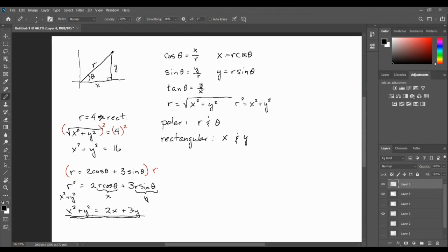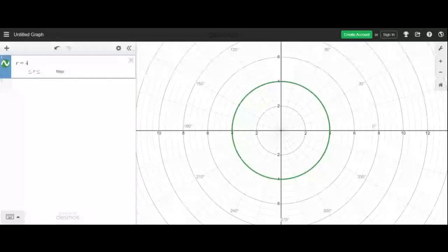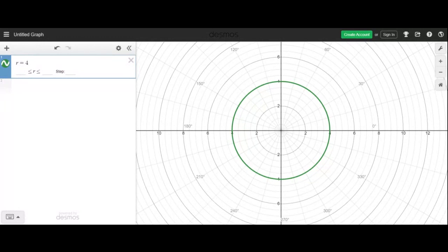All right. So let me jump over to Desmos and we'll talk about the graphing of these. Let's see. So we've seen that r equals 4 would be a circle of radius 4. We looked at that mathematically, and now we can see it graphically there on the screen.